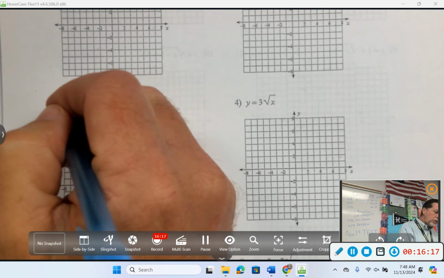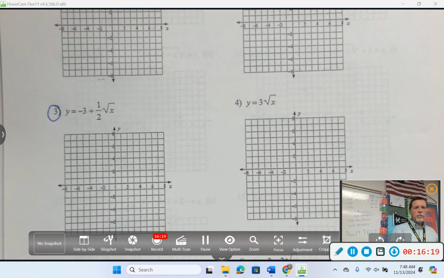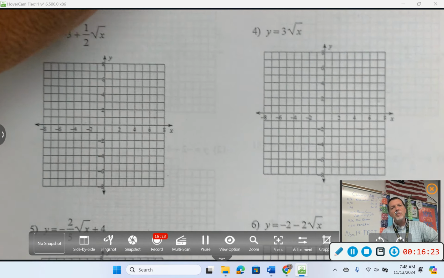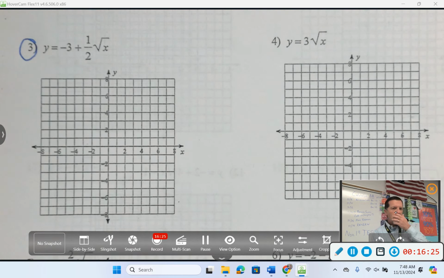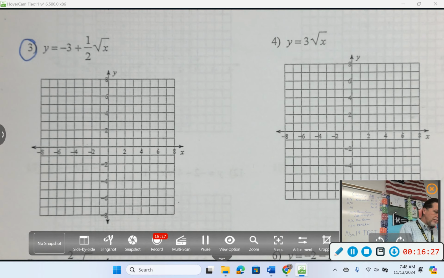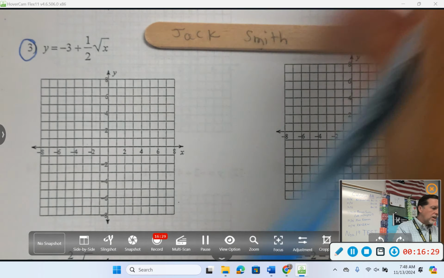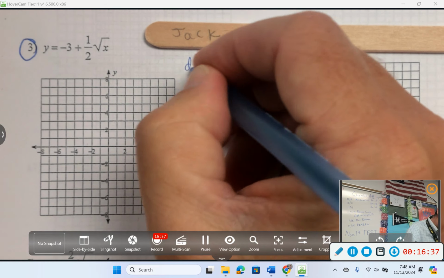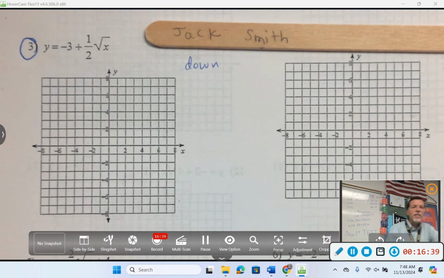So why don't you try number 3, or maybe we should work through it together. They did something maybe a little bit strange on number 3. They put a fraction. Kind of annoying. Jack, tell me one thing that if we're going to graph number 3. It's down 3. Good. So they put the negative 3 in front. That's not usually where we put it, but it's still a minus 3, so that's a down 3.